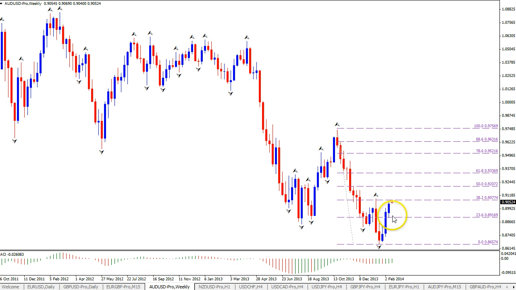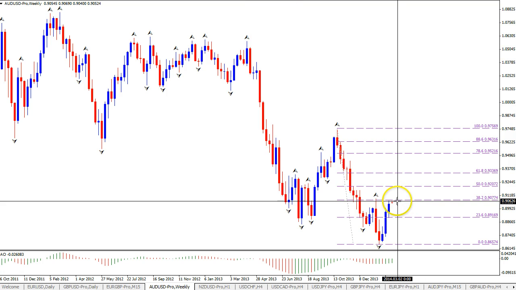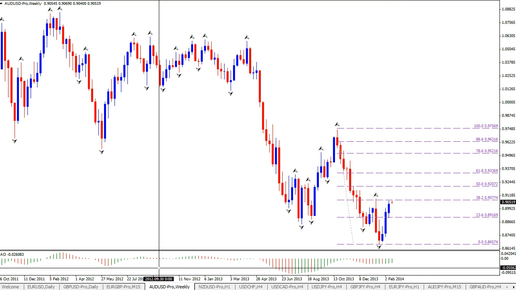AUDUSD had yet another bullish week last week, third in a row, but now still very close to that resistance on the weekly chart and the 38.2 fib. It's also January's high. That level is at 90.80. If price does not break that level, we have a potential for the currency to make a bounce back to test the bottom. If it does, there's a potential for price to move up to the 50 fib at 92.